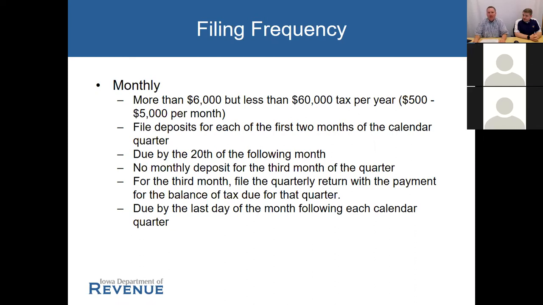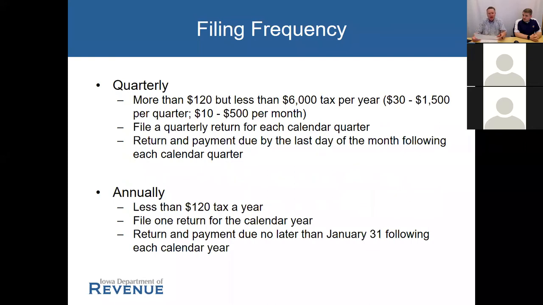That's when the tax is remitted for the third month of the quarter. This one is always due by the end of the month following the end of the quarter. So the June quarter ends here June 30th. That one is going to be due to the department by July 31st.